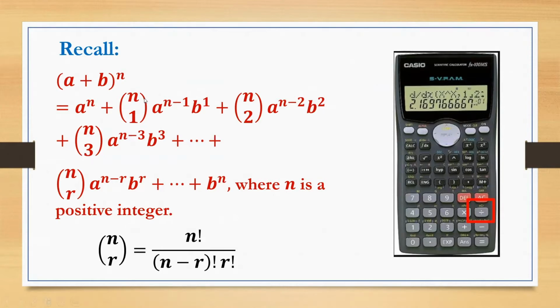This is the binomial theorem, the formula for binomial expansion. (a + b)^n is equal to a^n plus nC1 a^(n-1) b^1, plus nC2 a^(n-2) b^2, plus ... plus nCr a^(n-r) b^r, plus ... plus b^n, where n is a positive integer.